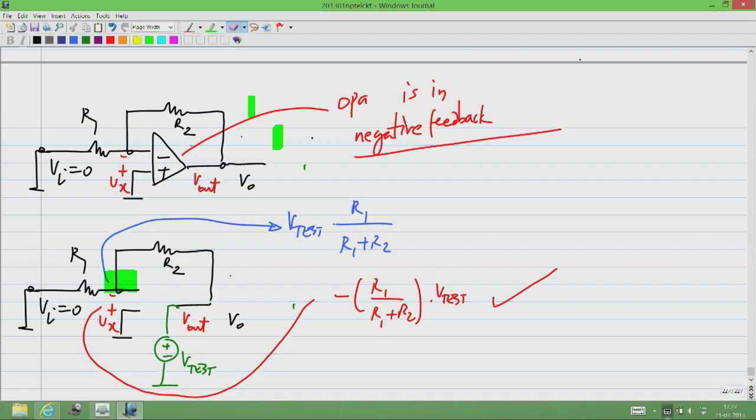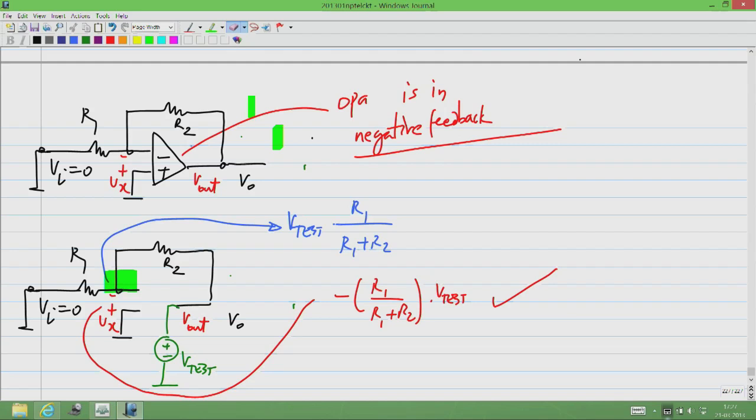You can assume that the two inputs are virtually shorted. It's called virtual short because there is no wire that can conduct current between these two. So, the two voltages are equal, but no current flows between them. Okay. So, that's why it's called a virtual short. And using this virtual short concept, you can easily analyze op amp circuits.